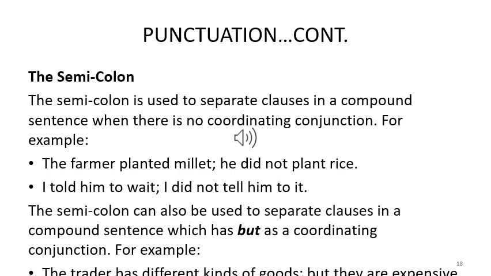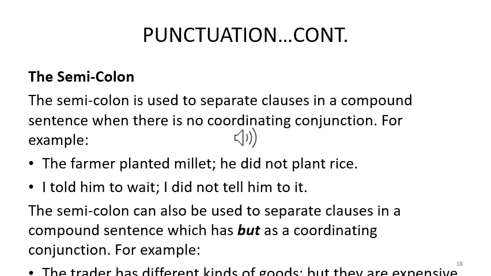Here's another example. I told him to wait. I did not tell him to do it. Again here, you can see that there could have been a but there, but it's not there. So I told him to wait, but I did not tell him to do it. I told him to wait, however, I did not tell him to do it. I told him to wait, full stop. I did not tell him to do it, full stop. If you want to combine these two, you can see that you can then use a semicolon instead of using any conjunction or instead of using two sentences.